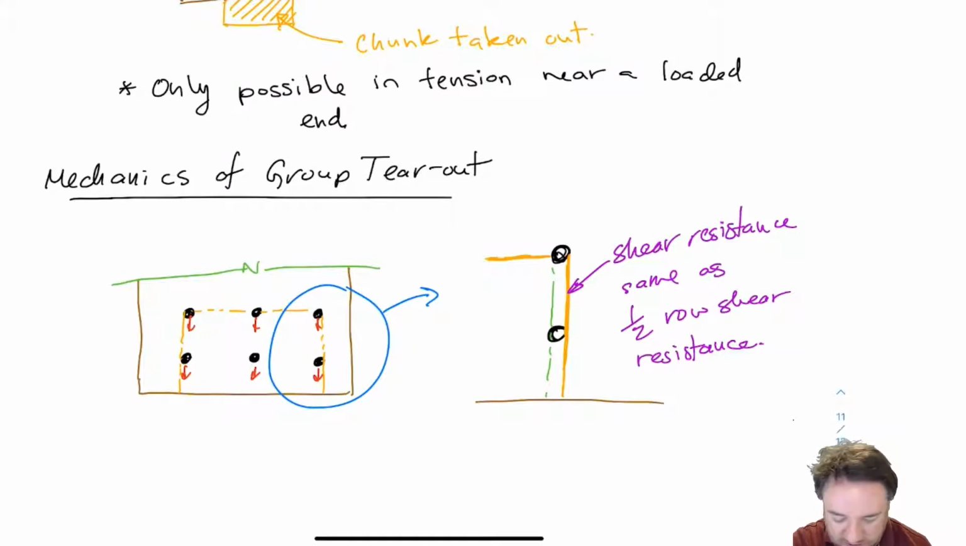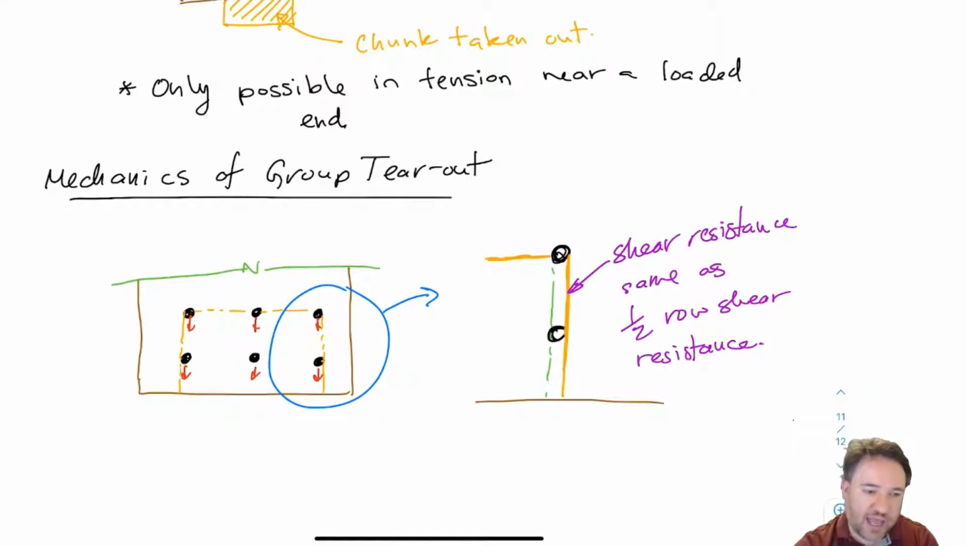Now, if you look at this specific case, along that line, we only have to shear one side of the bolts, not both. So for row shear, we needed the green line and the orange line to pull out the plug. But here, we're pulling out the whole center of this, so we don't need to shear the green line anymore. So basically the shear resistance of that orange vertical line is just half of what the row shear resistance would be for that row.